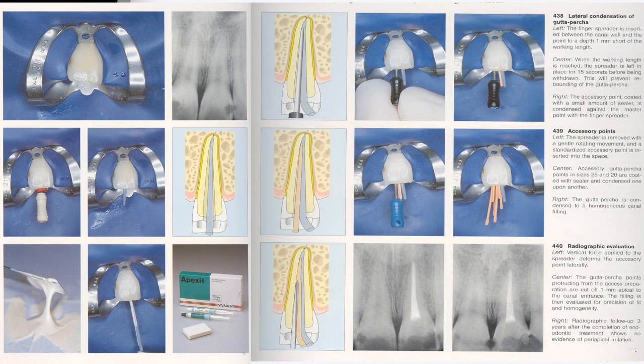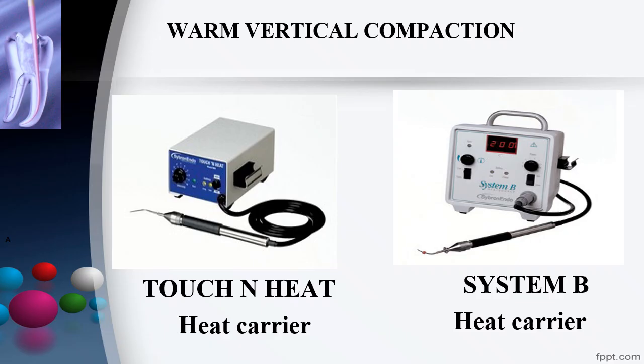This is a schematic representation of cold lateral compaction, which includes the selection of the master cone first, and then you have to select the spreader and use it to laterally compact the master cone aside, and then insert the concerned size accessory cone. So this is the cold lateral compaction. Before the placement of the master cone, the canal has to be coated with the sealer using a lentulo spiral.